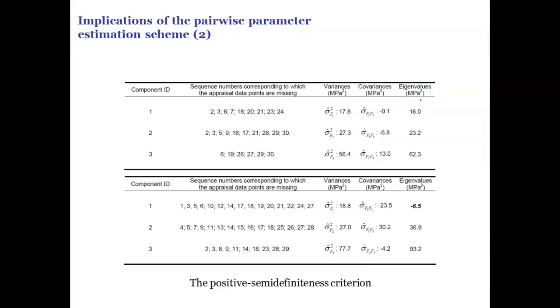Sometimes we can get good data, sometimes we get problematic results. If this is the case, the subsequent damage prognosis cannot be performed. This is the issue created by this pairwise parameter estimation scheme.